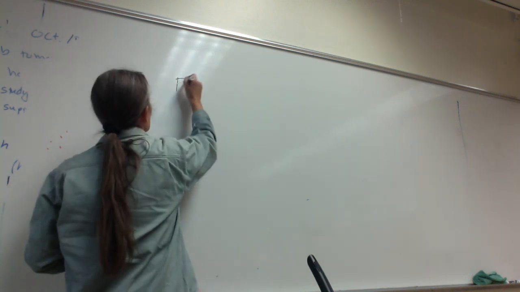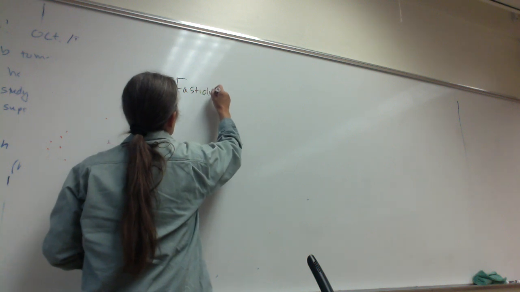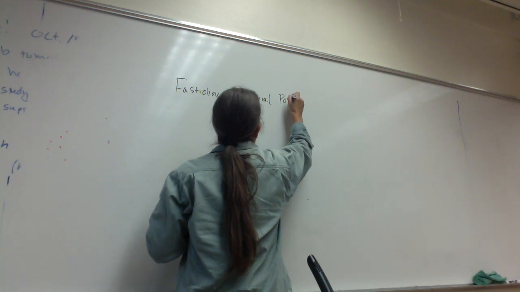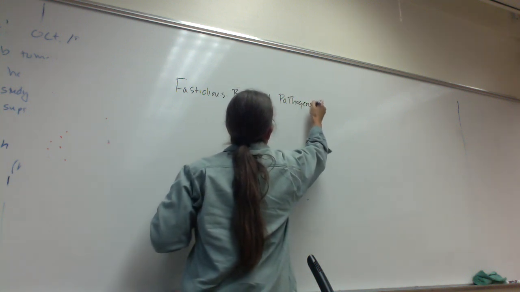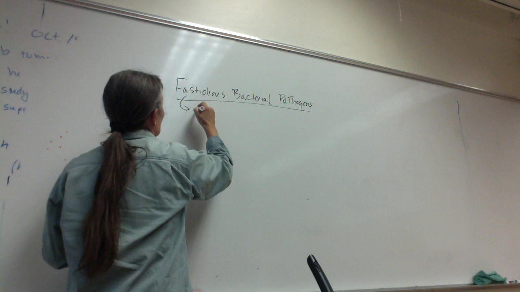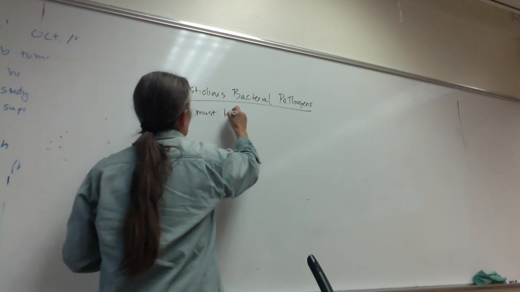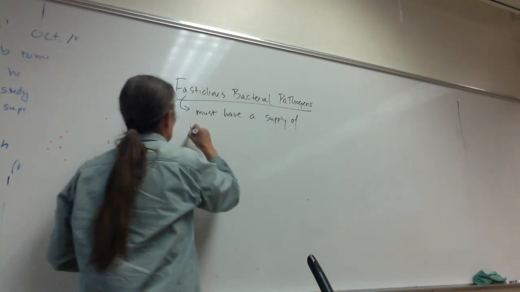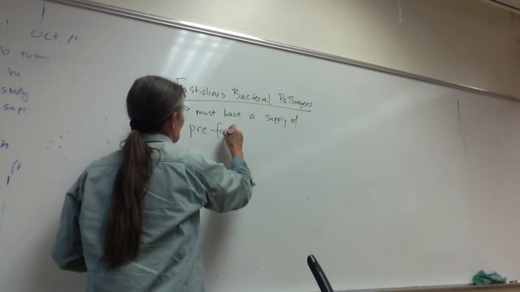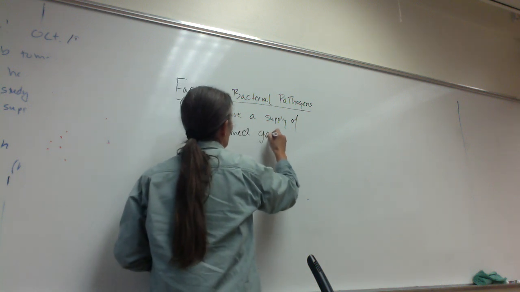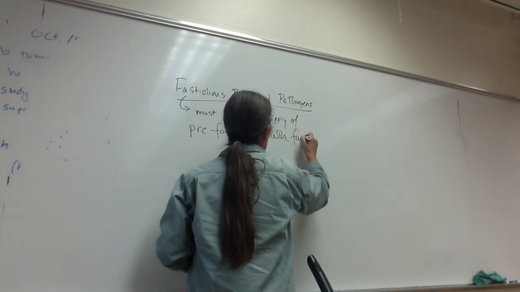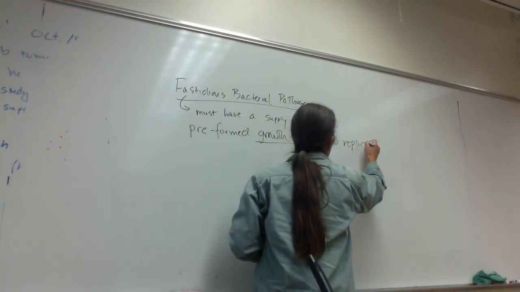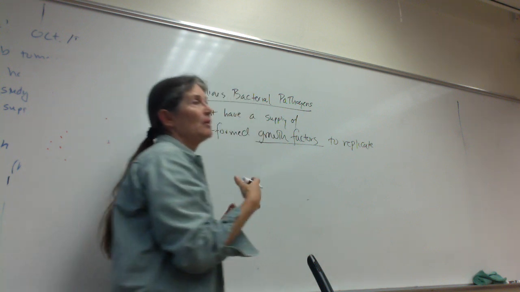So fastidious bacterial pathogens. Fastidious means we must have a supply of preformed what are called growth factors. So growth factors to replicate. And usually we talk about growth factors as three basic groups.